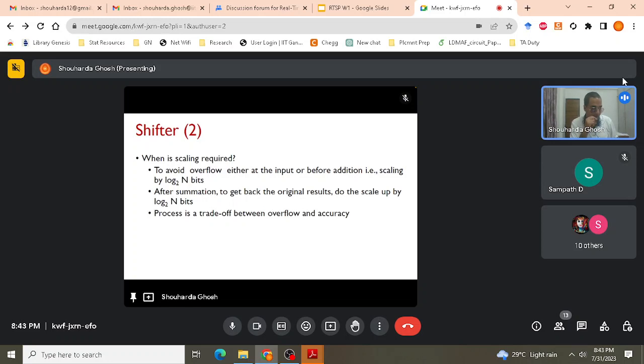Basically in the lectures you are taught about something called a shifter. When is scaling required to avoid overflow, either at the input or output? At the input, before addition, that is scaling by log 2 base n bits. Depending on how many extra bits you are getting, you try to internally scale that, or you try to increase the register size. And after summation, to get back the original results, you scale up by log 2 base n bits. This process is a trade-off between overflow and accuracy, which I have shown over here.